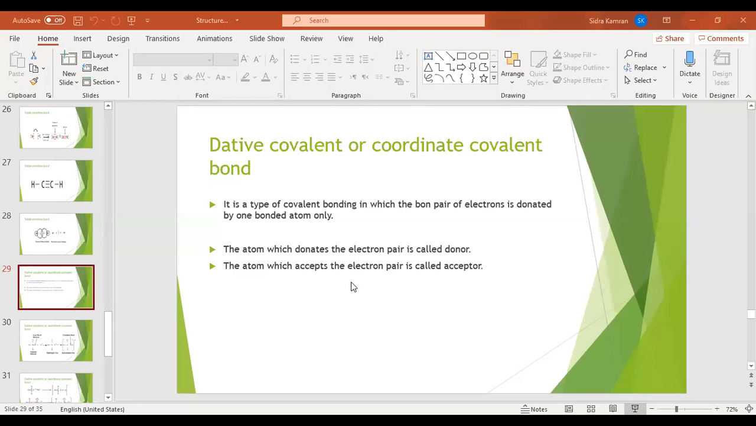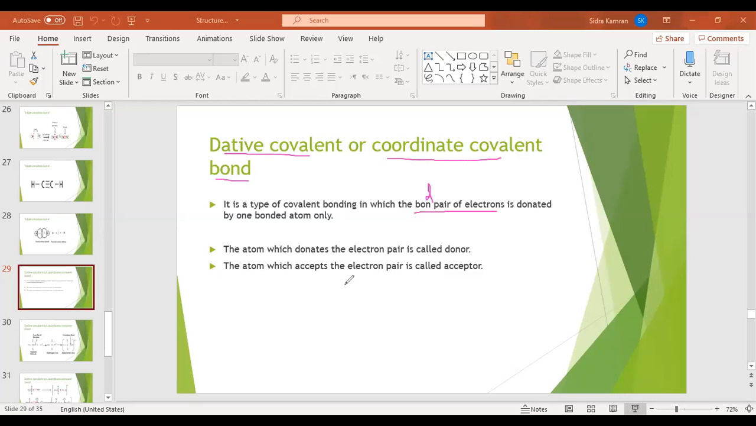We are going to start a new topic, that is dative covalent or coordinate covalent bond. This bonding is also a type of covalent bond. In a covalent bond, an electron pair is shared between two bonded atoms. But in this, when two or more atoms are making a bond, one of the bonded atoms donates one complete bond pair, not a single electron, to be shared. This type of bonding is called a coordinate covalent bond or dative covalent bond.